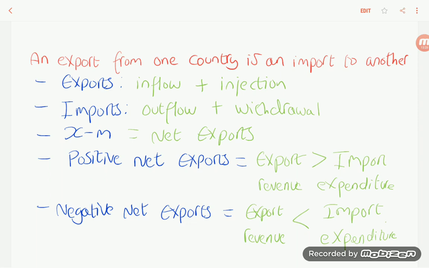Exports minus imports, that's X minus M, make up the net exports component of aggregate demand. If the amount spent on imports exceeds the amount received from exports, as it does in the UK, net exports will be a negative number.